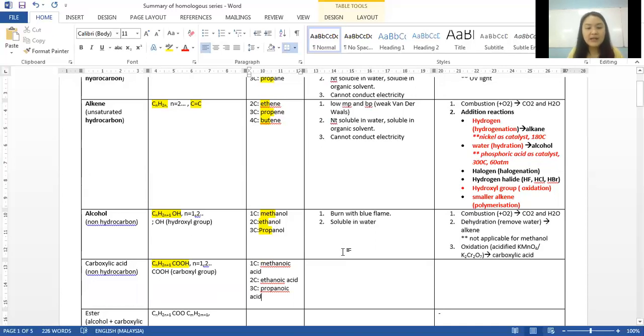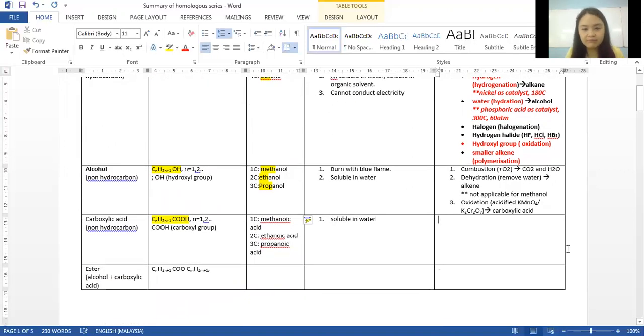Right, so carboxylic acid, I think there is one physical property that you need to know. It is soluble in water. Okay, now we focus more, basically for alcohol and carboxylic acid, right? We focus more on the chemical properties, right? So carboxylic acid, all the members of carboxylic acid, what are the chemical reactions that it can undergo?